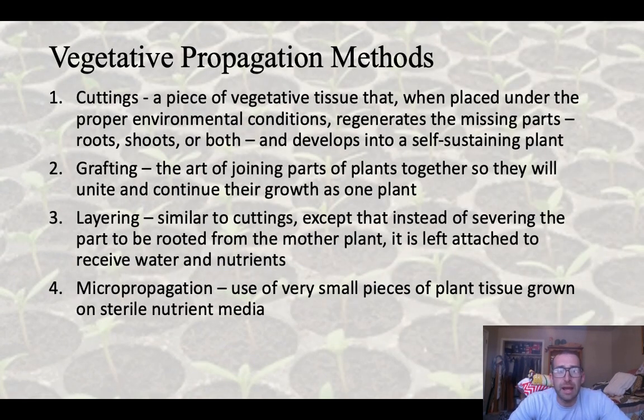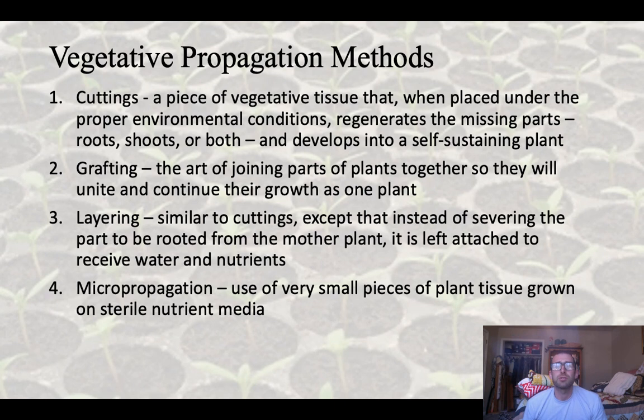So we have 4 main vegetative propagation methods. We can do cuttings, we can do grafting, we can do layering, and then there is now micropropagation. So in cuttings, you're taking either a piece of stem or a piece of root, or in some cases a leaf, and from that you are developing the missing parts to create a new plant. With grafting, you are joining parts of plants together so they unite and then grow as one plant.